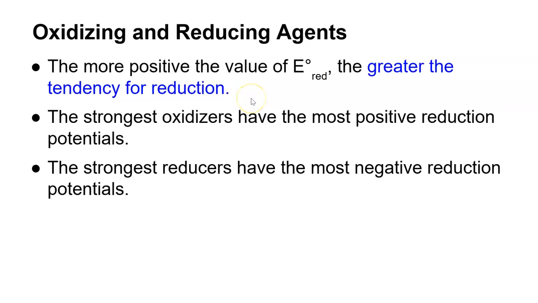The more positive the value, the greater the tendency of reduction. We'll talk about that a little bit. The strongest oxidizers have the most positive reduction potentials. This is kind of related to that idea. Used as the oxidizing agent. In other words, a strong oxidizer has a positive reduction potential. A strong reducer has a very negative reduction potential.